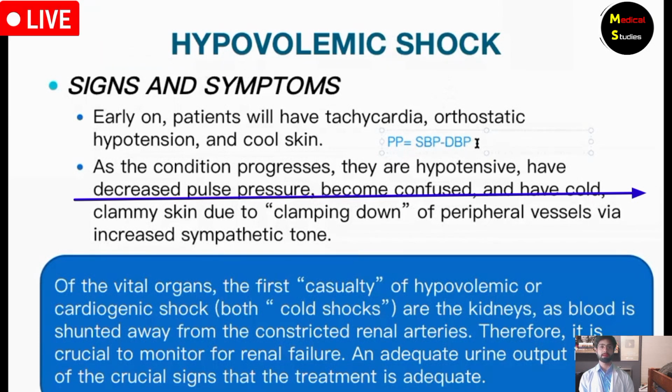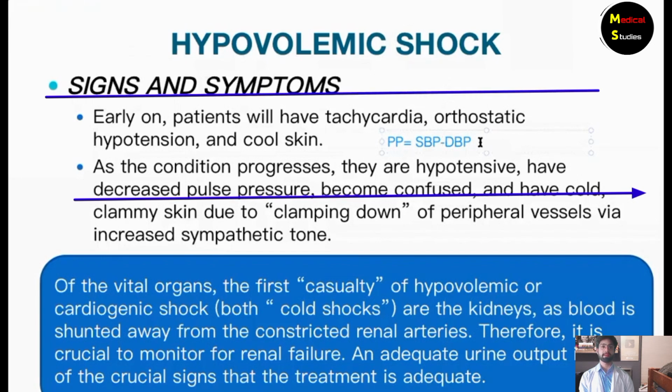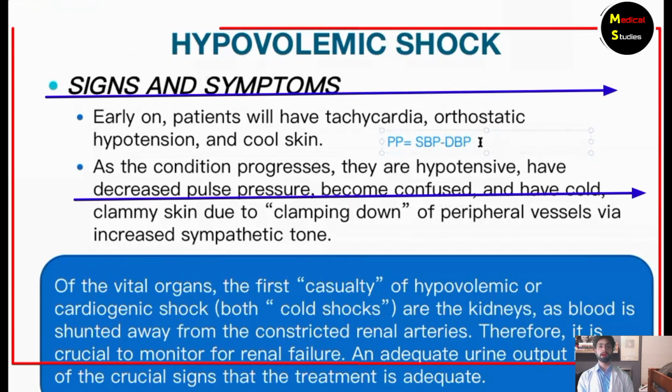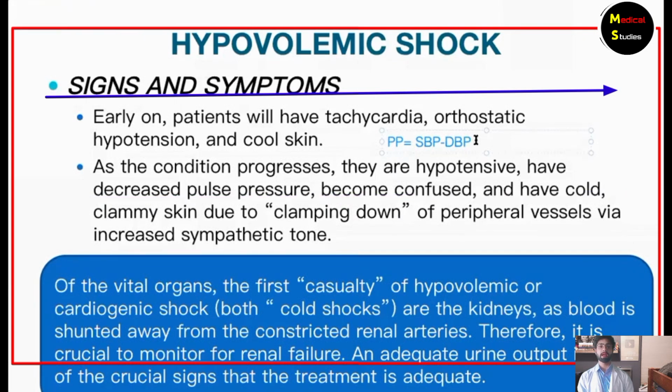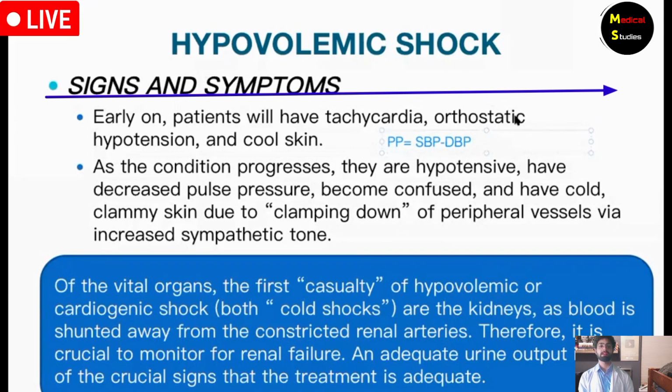Now let us discuss something about this. Why is there a decreased pulse pressure? A question comes to your mind: why does pulse pressure decrease in hypovolemic shock? So let me explain. Let me remind you, pulse pressure is equal to the difference of systolic blood pressure minus diastolic blood pressure.